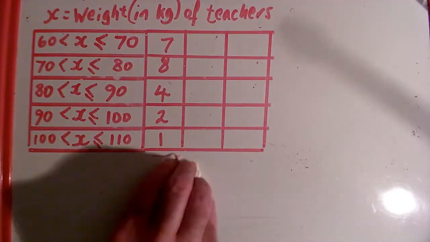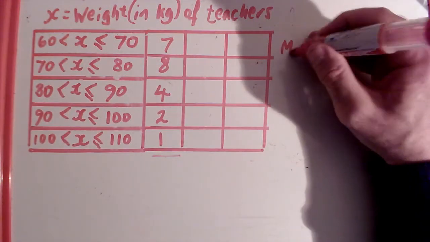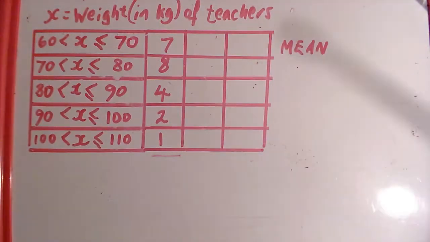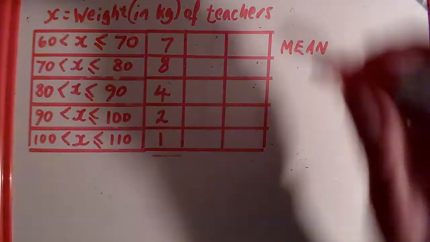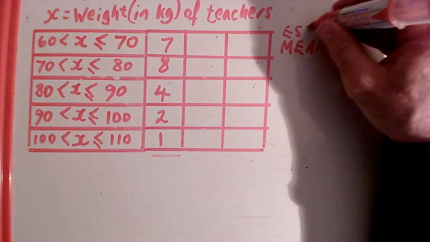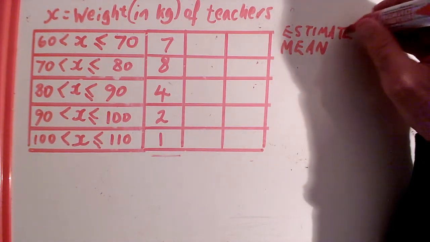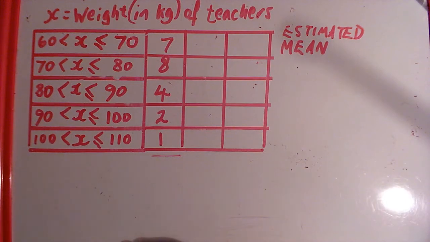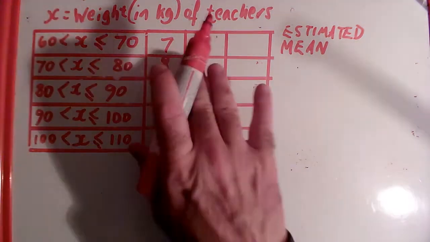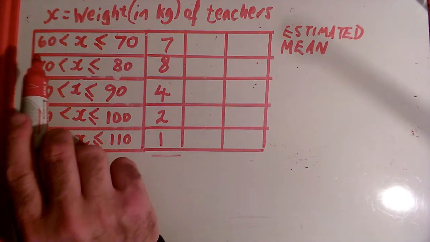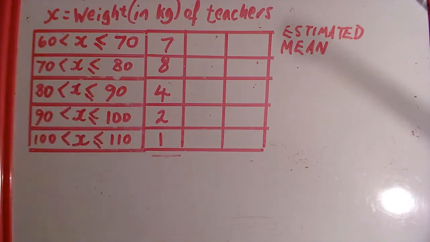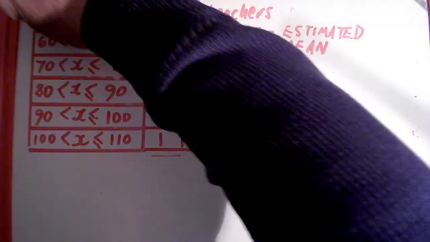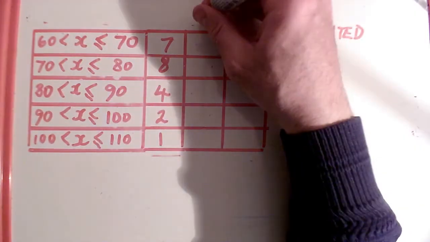Okay, so the last thing in this video is the mean. Now you don't have the data to work out the exact mean because you don't have the exact weights of the teachers, you just have categories that they fall into. But you can certainly make an estimate of the mean. So the estimated mean is what we're going to work out. Now, that's what these extra columns are for. The first category, you've got 7 teachers between 60 kilograms and 70 kilograms. They could all be 60, they could all be 70. You don't know, so you make your best estimate that they are all in the middle.